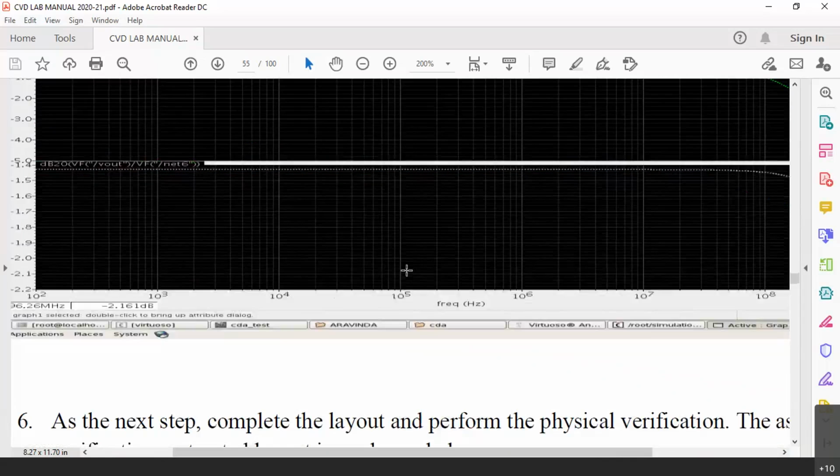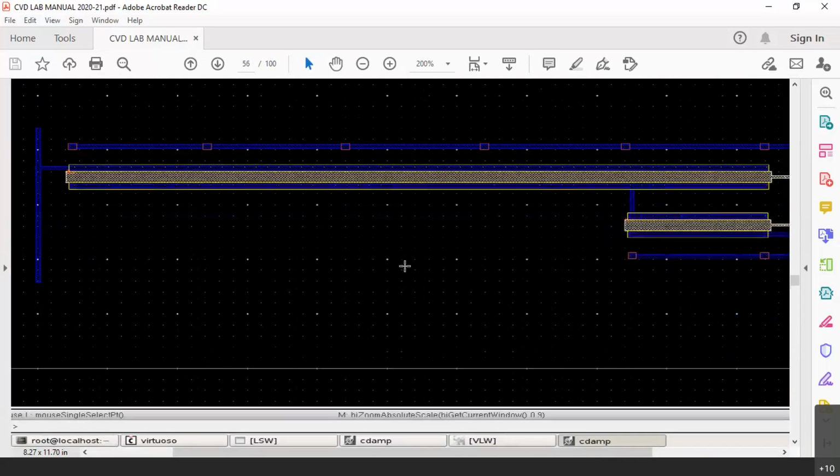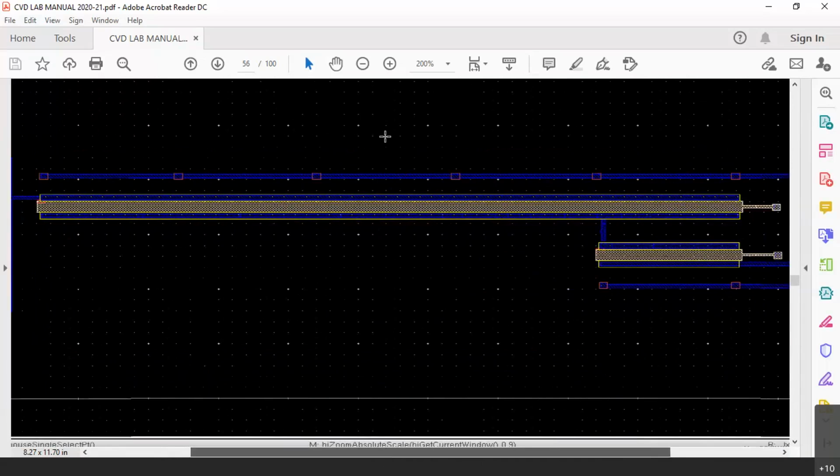So after the simulation, we can proceed to the layout of this common drain amplifier. You can see here, let me slightly zoom out.